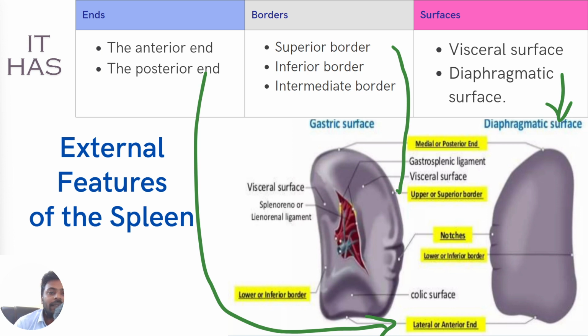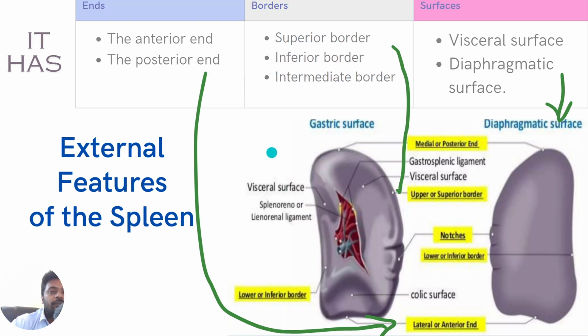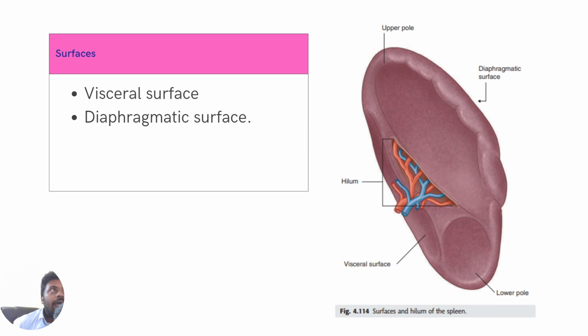The superior border is notched near the anterior end, then the inferior border is rounded, and the intermediate border is also rounded and is directed to the right side. You can see on the image. And two surfaces: diaphragmatic surface and visceral surface. Diaphragmatic surface is convex and smooth. The visceral surface is concave and irregular. The visceral surface has the following impressions: gastric impression for the fundus of the stomach, and it has the renal impression, colic impression, pancreatic impression.